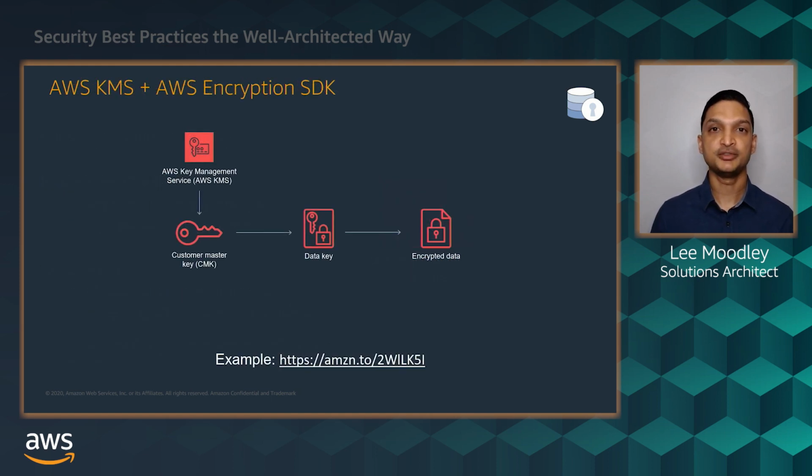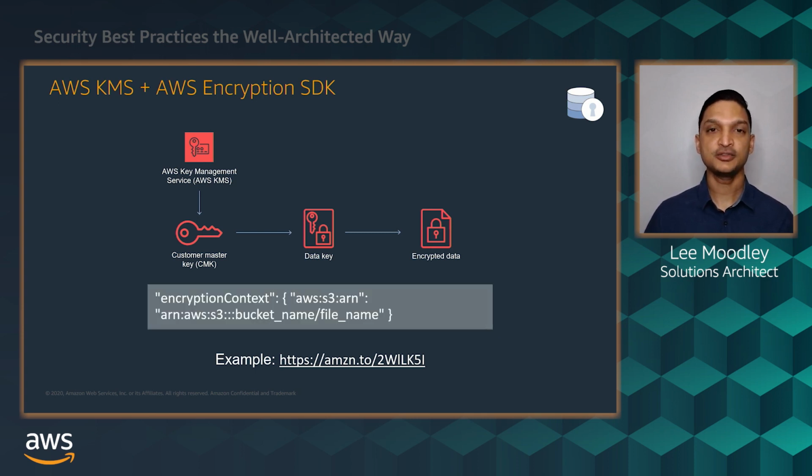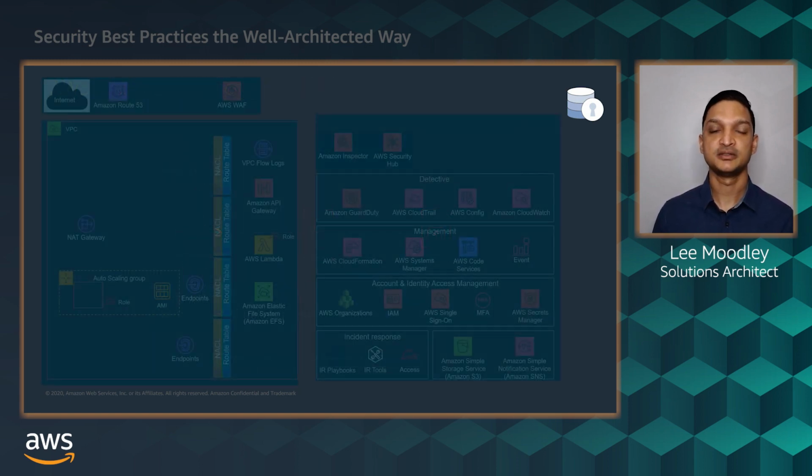KMS encryption can be used to encrypt your EBS volumes and snapshots to protect your data at rest. And you can also apply a context to the encryption key, very similar to what we did with S3, thereby giving you insights from your logs into what is being encrypted and what is being decrypted.